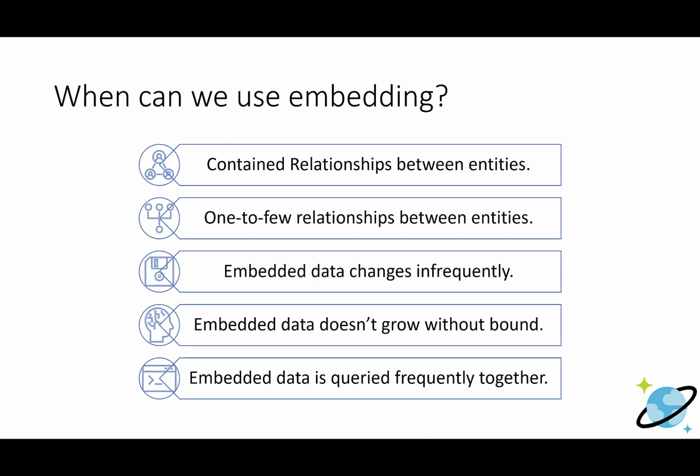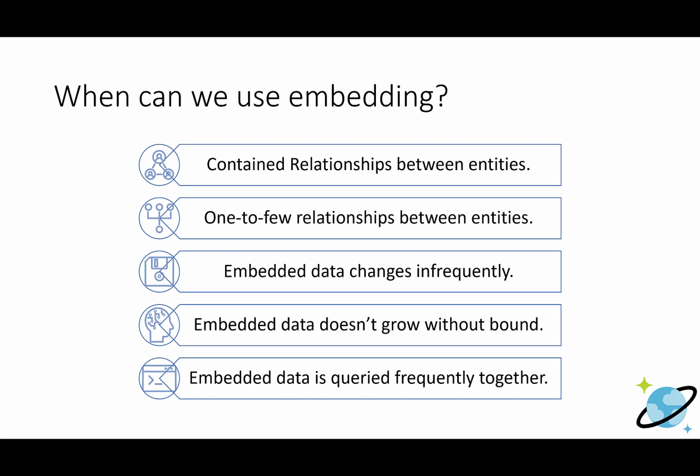The general guidelines for using embedding are fairly straightforward. If we have contained relationships between our entities, if we have one-to-few relationship between entities, if the data that we embed in our documents changes infrequently, if the embedded data itself doesn't grow without bound, so essentially there's a finite amount of embedded data that we would actually embed in our documents, and if the embedded data is queried frequently together, these are really good. This is really good criteria for when we can use embedding within our documents.